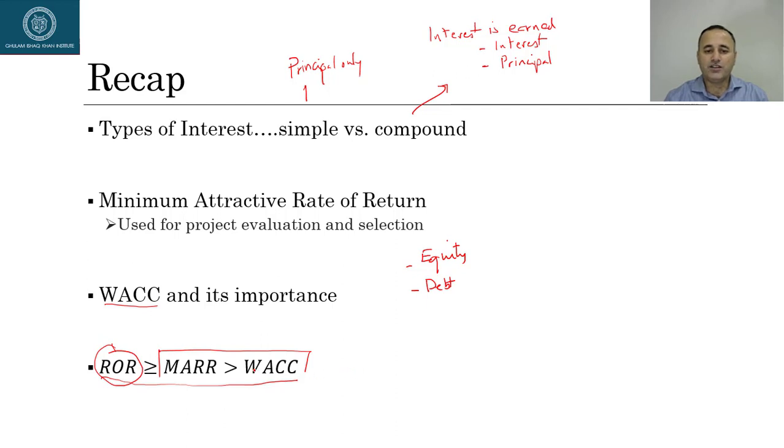The relationship between MARR and WACC is very simple. If ROR is equal to WACC, I talked about this relationship quite in detail, it means that the project return is only enough to pay for its equity holders and debt holders, and it does not create any value. But if the ROR is greater than WACC, some part will be paid to equity holders and debt holders, and the remaining will add value to the company. So this relationship is extremely important to understand. The logic is very simple, and the relationship is very, very intuitive.